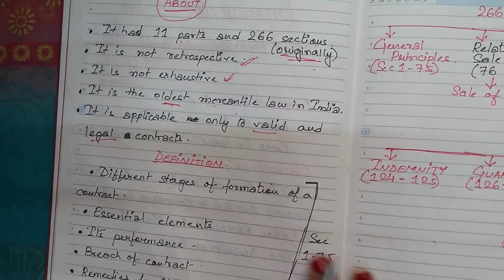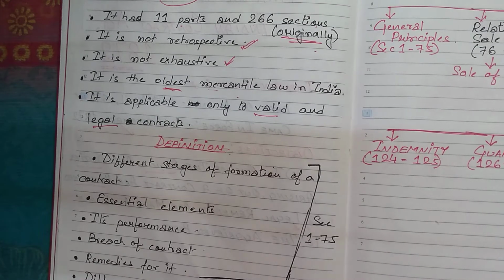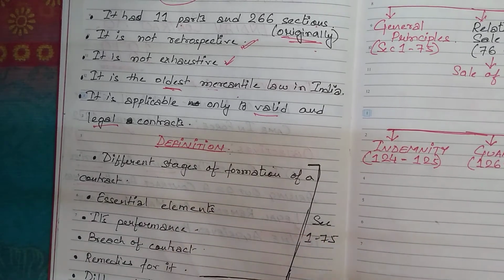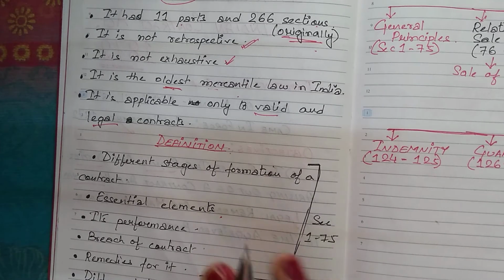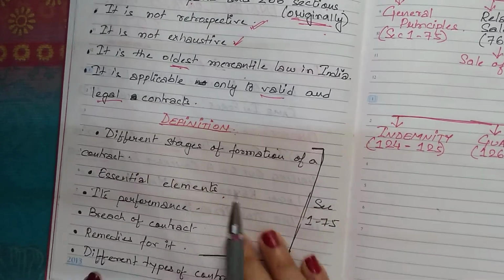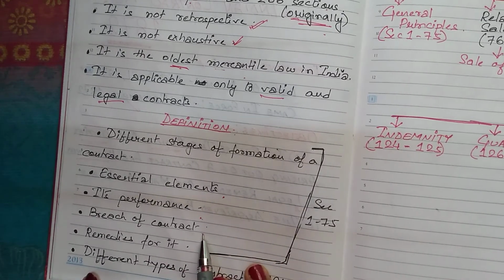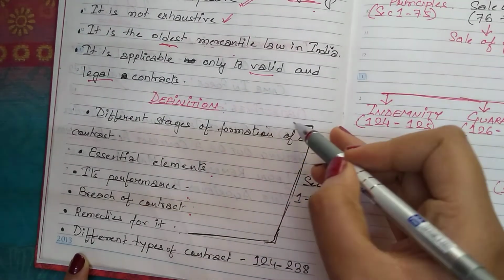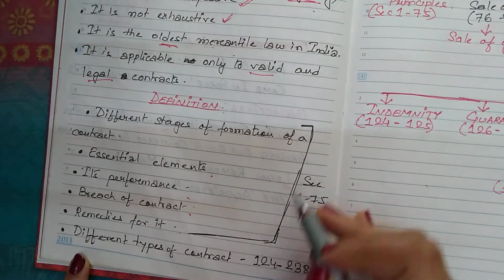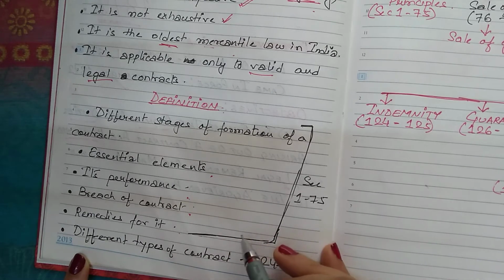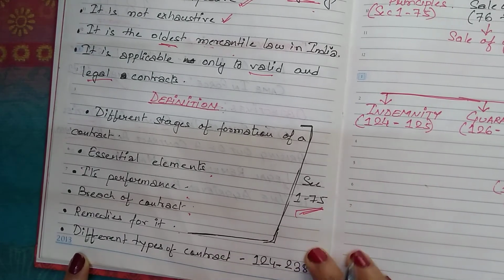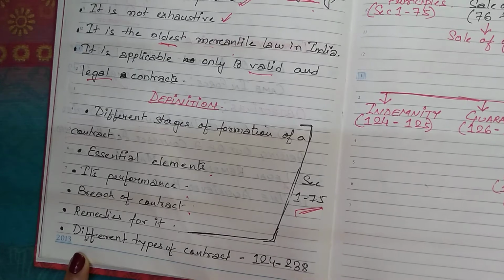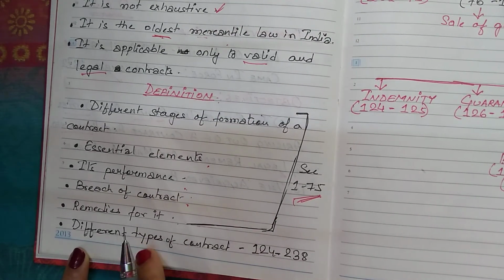Now let's talk about what this act deals with, describes and defines. This act defines the different stages of formation of a contract, how a contract is formed, what the essential elements of an agreement are to become a valid contract, how to perform a contract, what a breach of contract is, remedies if there is a breach, and different types of contract. The first portion, from definition and stages of formation of a contract to remedies for breach, is dealt with under sections 1 to 75. This is known as the general principles of the Indian Contract Act. The different types of contract are dealt with under sections 124 to 238. This is known as special kinds of contract.